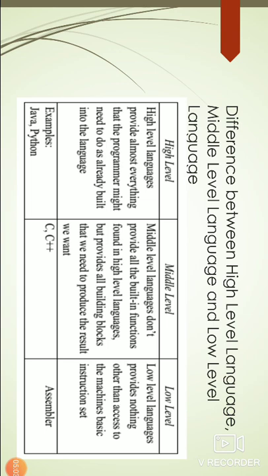So here, low level languages provide nothing other than access to the machine's basic instruction set. The examples for the high level language are Java and Python, and in middle level we have C and C++ as examples. In low level language, assembler is the example.